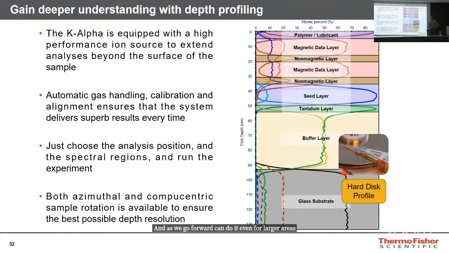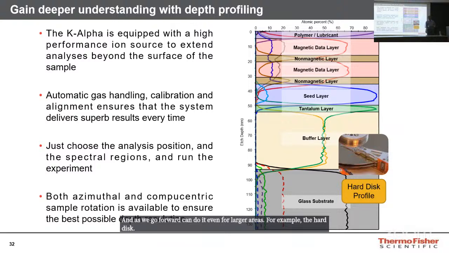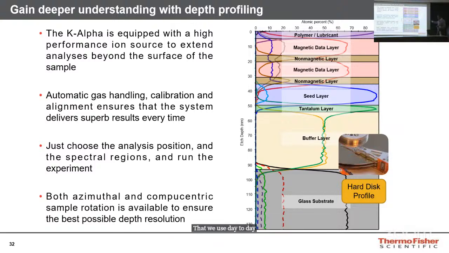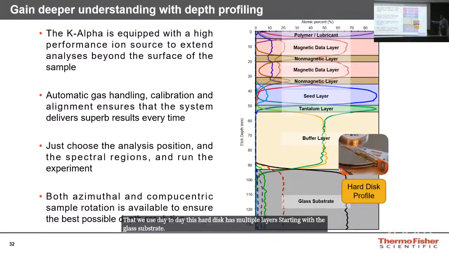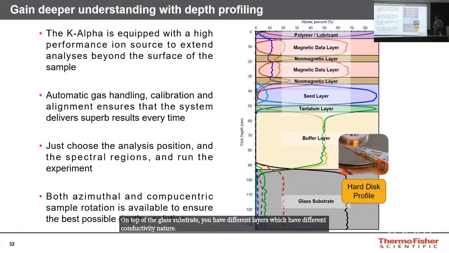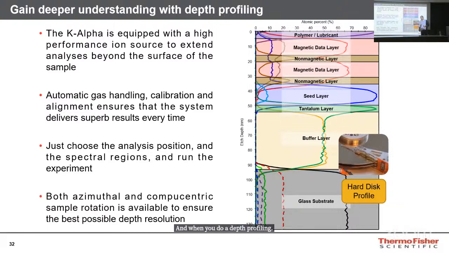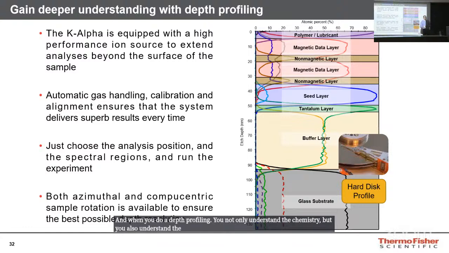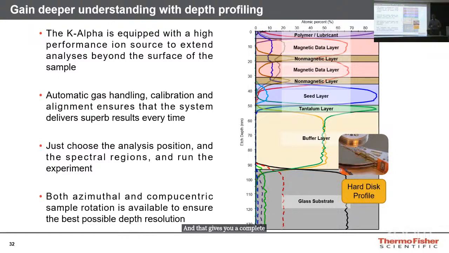For example, the hard disk that we use day to day has multiple layers, starting with the glass substrate. On top of the glass substrate, you have different layers which have different conductivity nature. And when you do a depth profiling, you not only understand the chemistry, but you also understand the interfacial chemistry between these layers. You can understand the diffusion of these layers as you go across, and that gives you a complete overall understanding of the sample that you're trying to run through.